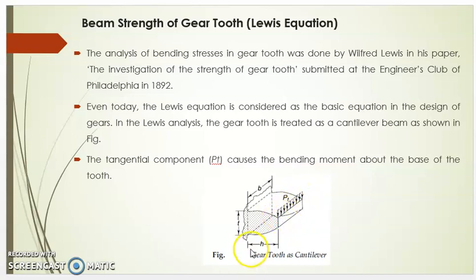H is nothing but height of the gear tooth, B is nothing but face width of the gear tooth at the base, T is nothing but thickness of the gear tooth at the base.